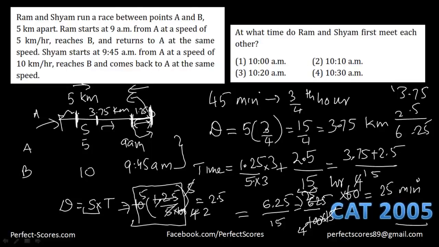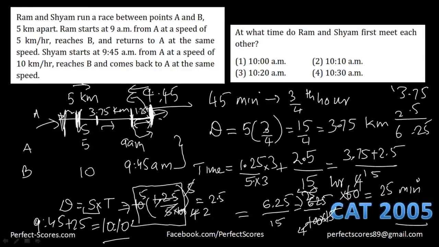So right from here to here, the time for car A to reach from here to here is actually equivalent to 9:45. It's going to take 25 more minutes for car B to meet car A after 9:45. So if I add 25 minutes after 9:45, that is going to be equal to 10 o'clock and 10 minutes, which is nothing but our answer option 2, right?